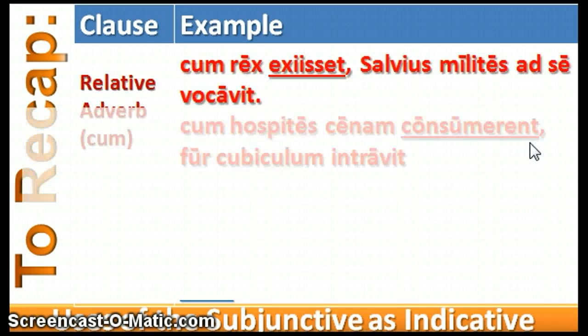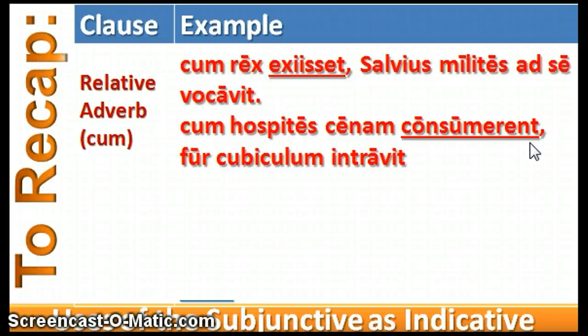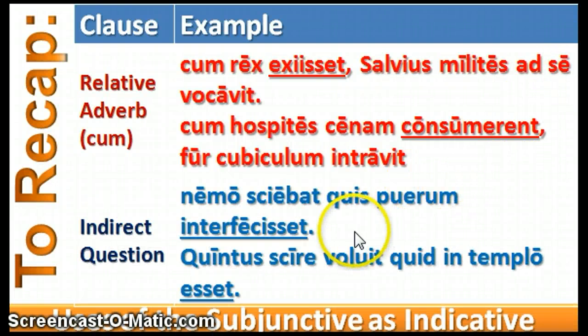Now to recap the uses of the subjunctive. When you have a relative adverb clause of cum, which we'll be covering later, which could be translated as when, since, because, or although, you have the subjunctive acting like the indicative. When you have an indirect question clause, you also have the subjunctive acting like the indicative, but it must be subordinate to a verb of information processing or head verb.